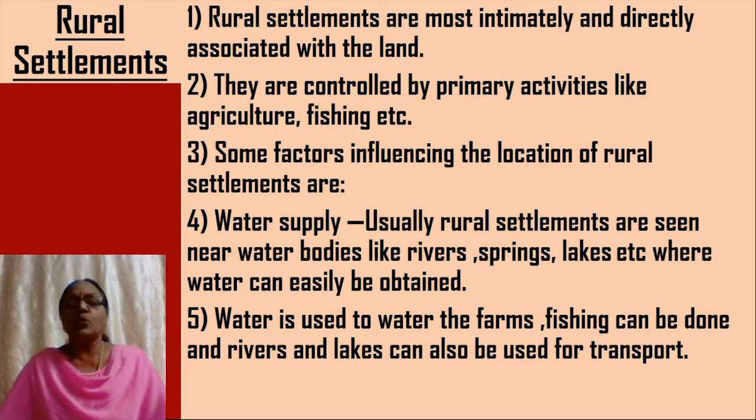People who are in the rural regions usually practice primary activities like agriculture, then you have fishing, lumbering, mining, etc. Some factors influencing the location of rural settlements are water supply. So what is the first important factor which influences the location of rural settlements? The first one is water supply.